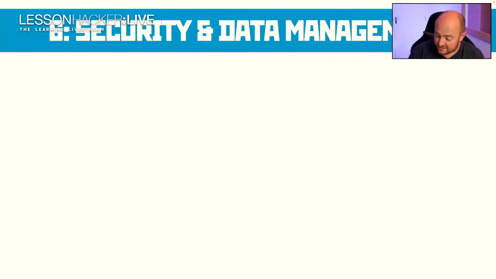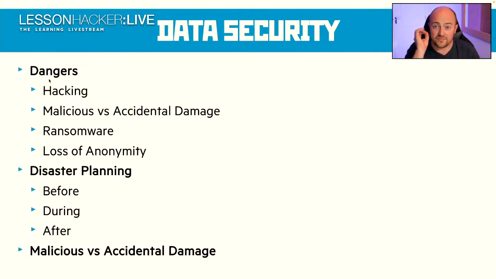Good, thank you. Right, security and data management. I'm bombing through this very quickly. So, data security. Dangers you need to be wary of. Hackers, malicious and accidental damage. Now, what's the difference? Malicious is I'm damaging something on purpose to cause problems for you. Accidental is I work for you. Whoops, I've pressed delete and deleted all the orders or all the grades.